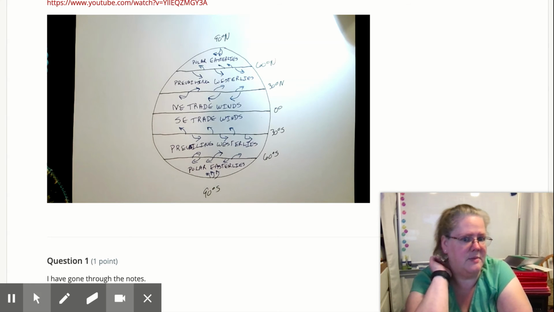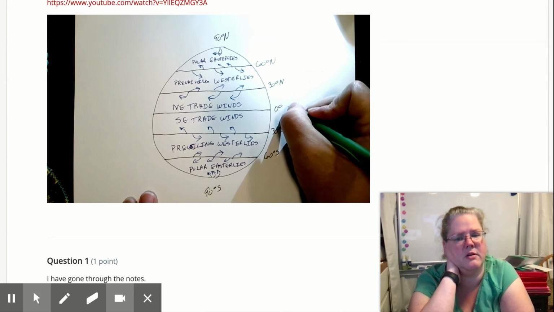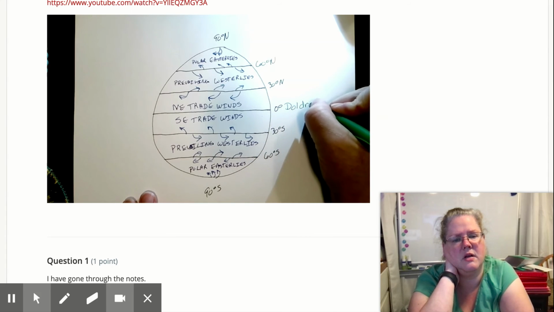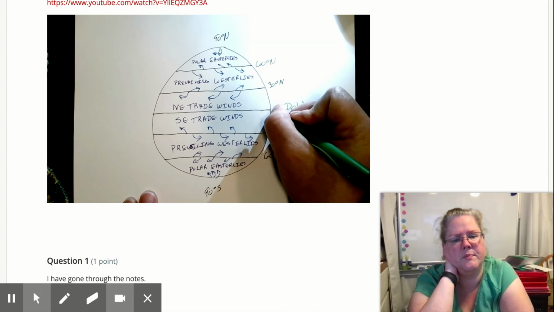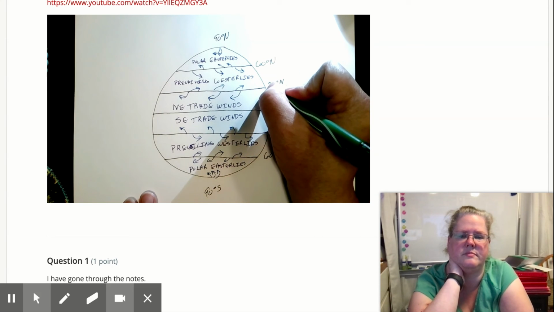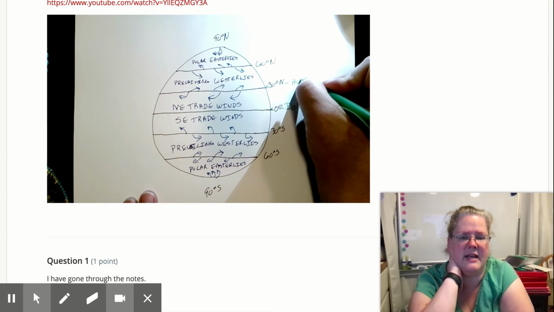Now, let's label the other parts. We've got to put in the doldrums, which is at the equator. At 30 degrees north and south, those are our horse latitudes.